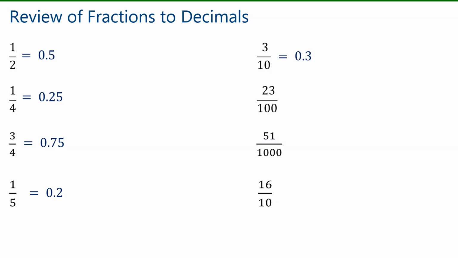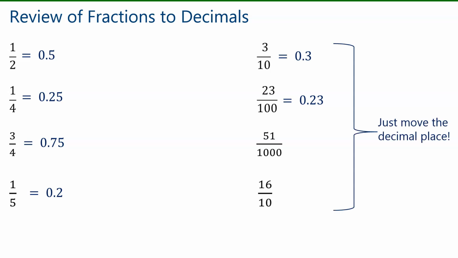Well, 3 over 10 is 0.3. 23 over 100 is 0.23. So all we need to do is move the decimal place to the left, depending on how many zeros are in the bottom. For the first one, there's just 1 zero. So I would take the decimal, which is at the end, and move it one place to the left to put it in front of the 3. So that's how we get 0.3.